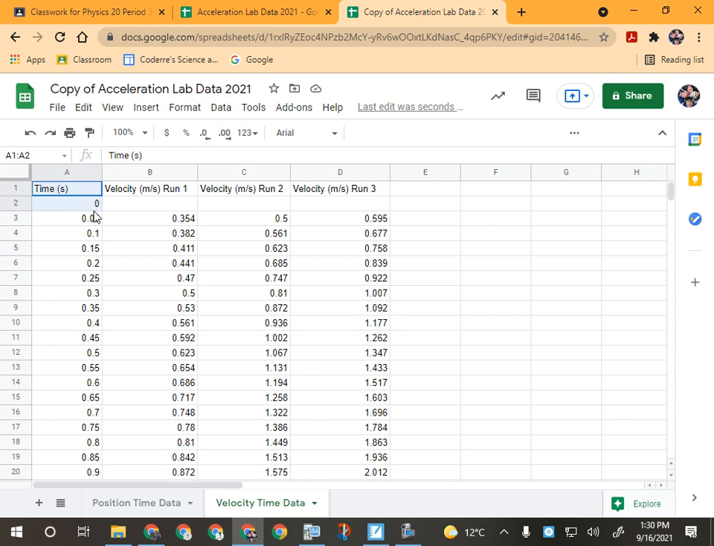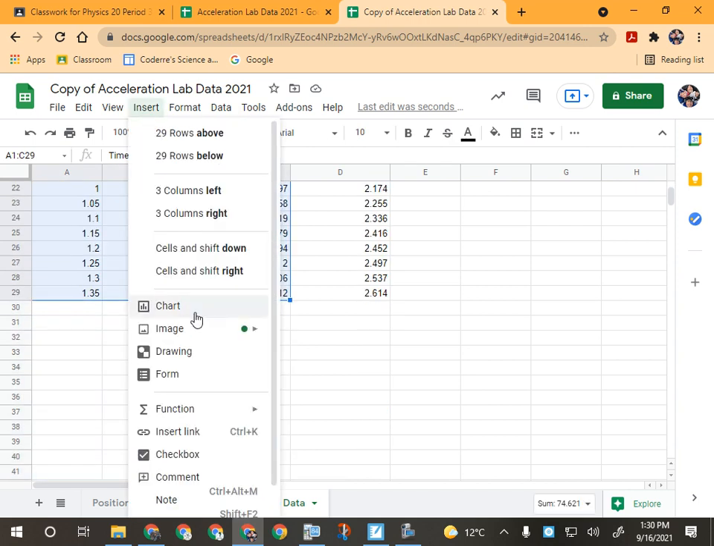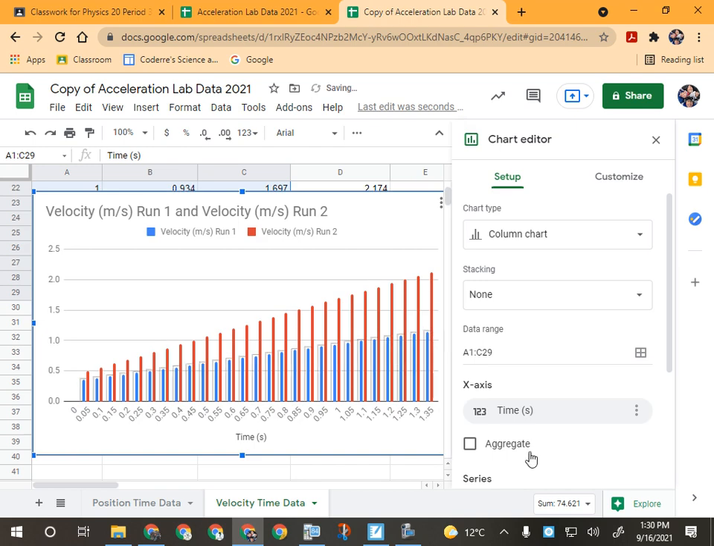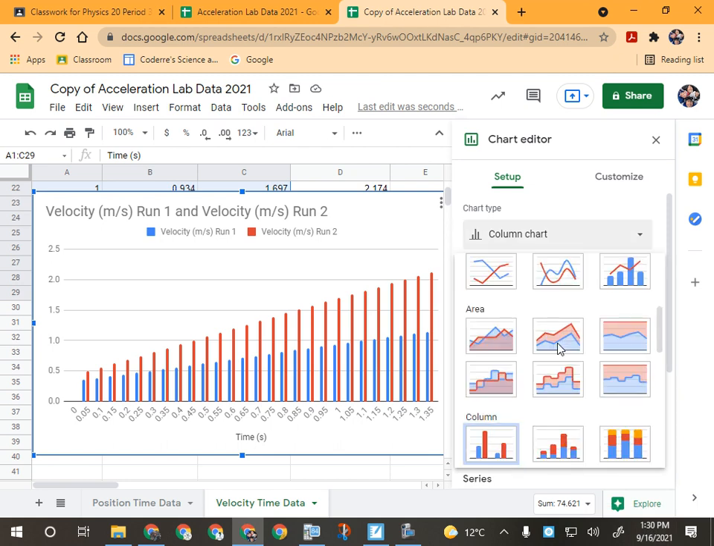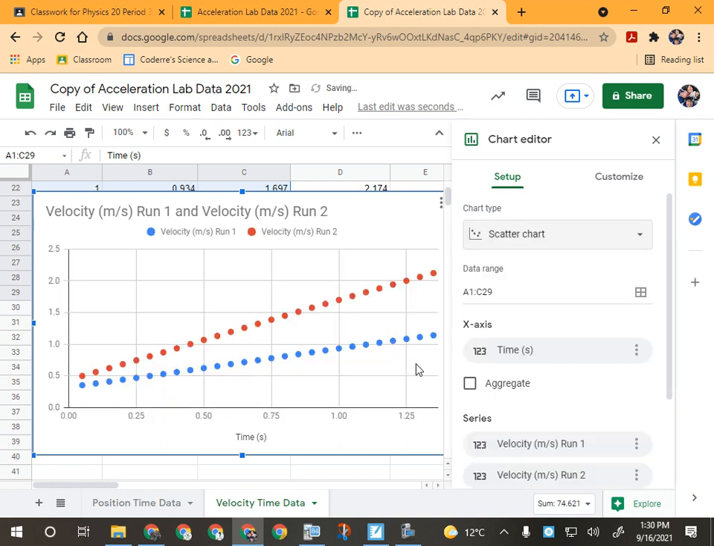Then I've got to do the velocity versus time graph. So I insert chart. And this is what Google Sheets does. It tries to anticipate what kind of graph you want and fails miserably. I do not want a column chart. I want a scatter chart. Two perfectly straight lines, just like we would expect.